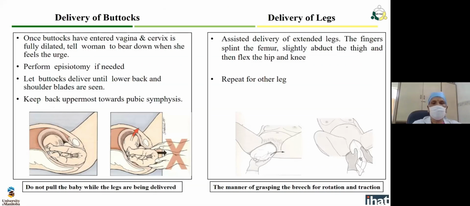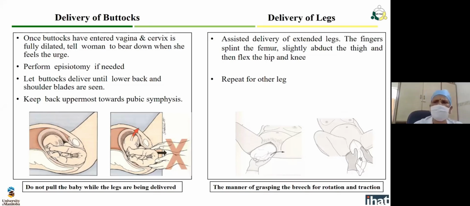So how will you conduct? You are on the near for the labor, prepared for the delivery. Don't touch the baby. Once the buttock has entered the vagina and the cervix is fully dilated, tell the woman to bear down when she feels the urge or when there is a good uterine contraction. As the buttock climbs on the perineum and the perineum is stretching, then you give the episiotomy if needed.